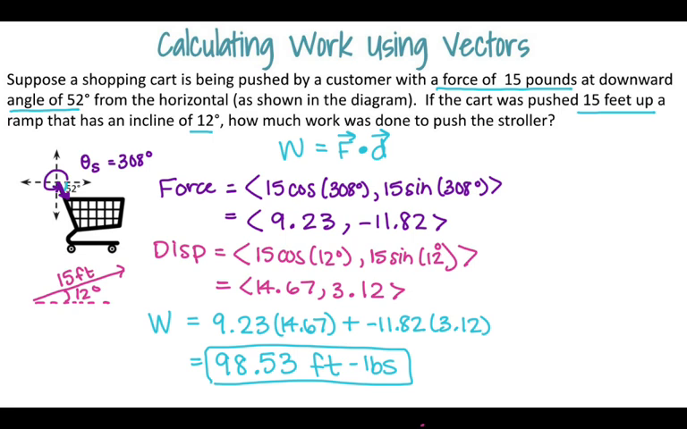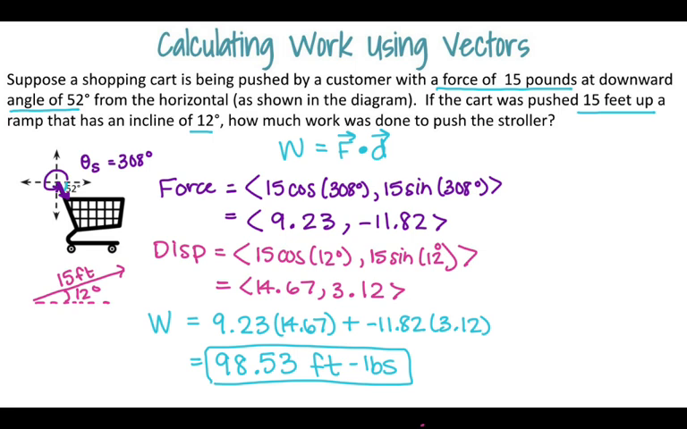All right, so just to recap, when you're calculating work using vectors, it is a dot product of your force vector and your displacement vector. So you want to find those vectors first. When you're finding your components, make sure you're using the angles from standard position. Use magnitude times cosine of your angle for your horizontal component, magnitude times sine of your angle for your vertical components.